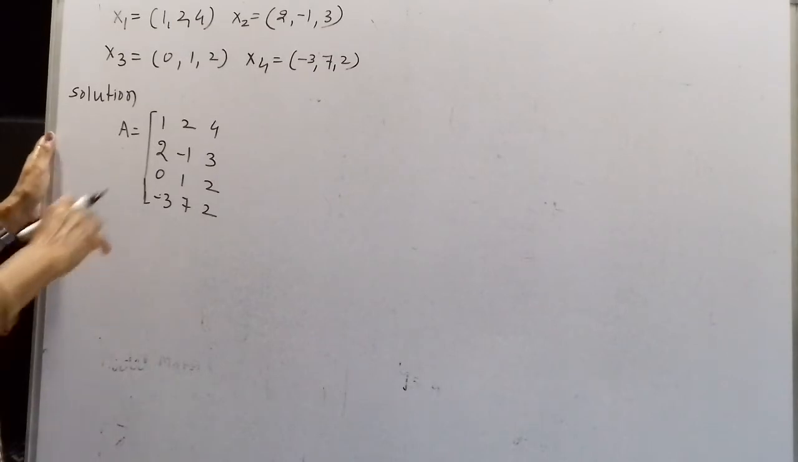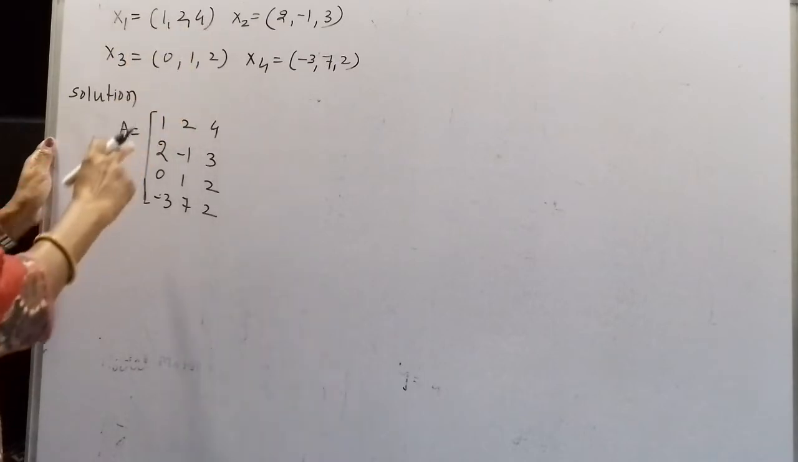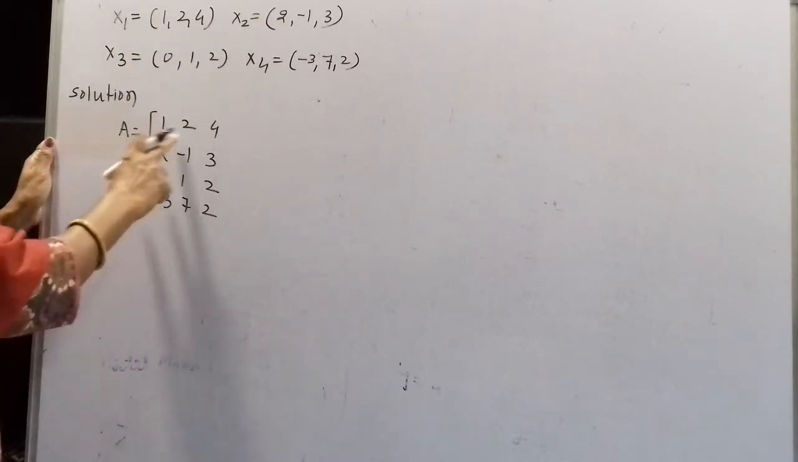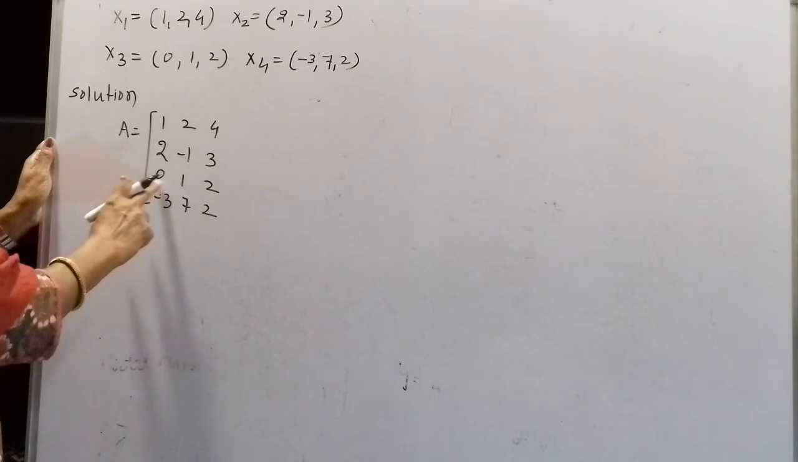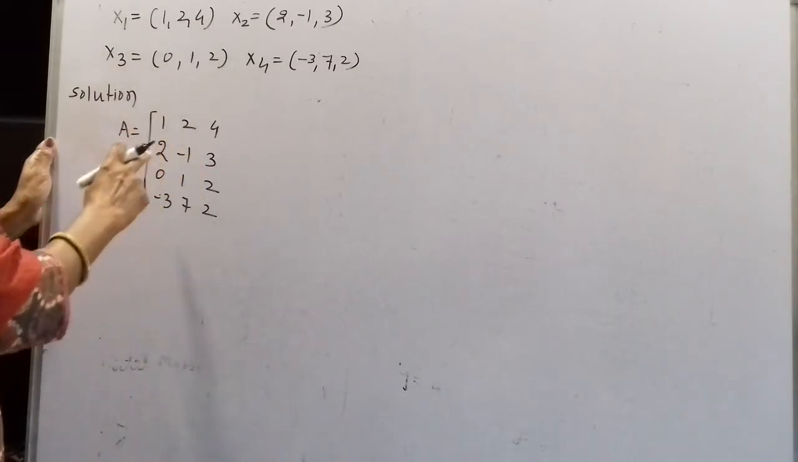So first of all, for that we have to form a matrix for these four vectors. So like that, A is equal to 1, 2, 4, 2, minus 1, 3, 0, 1, 2, and minus 3, 7, 2. Now we have to check this.